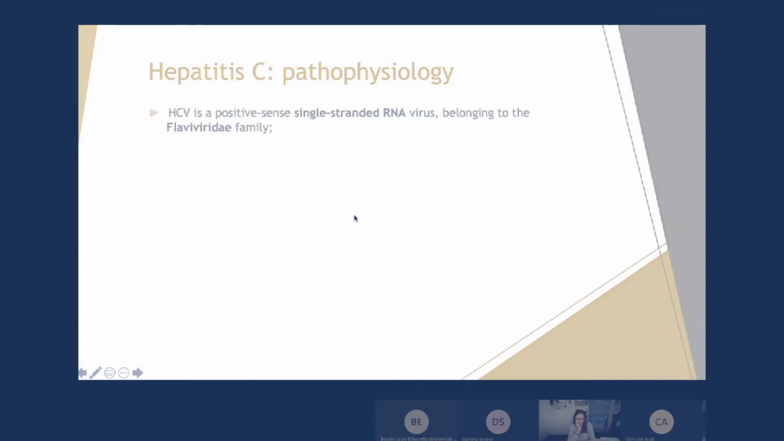Hepatitis C belongs to the Flaviviridae family, and it is an RNA virus. The fact that matters to us is that it is a rapidly changing RNA virus, and this is important because these rapid changes make vaccination very difficult. So it is very difficult to develop a vaccine for hepatitis C because this virus changes very rapidly.